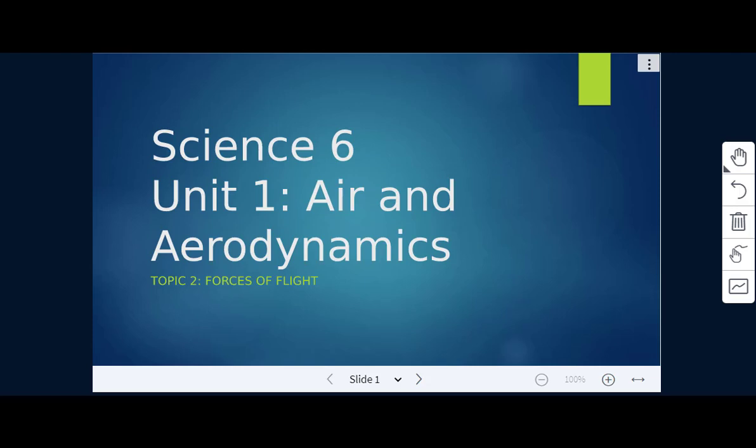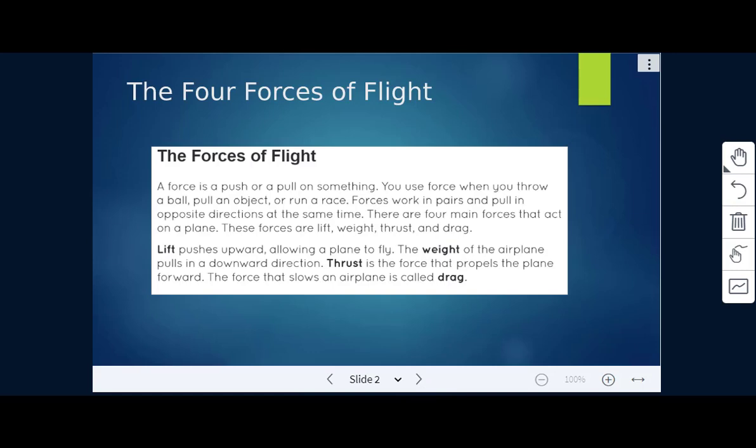Today's lesson in air and aerodynamics is we're going to investigate the forces of flight. There are four forces of flight. We're going to talk about them separately, but the four forces are lift, weight, thrust, and drag. Remember that a force is any push or pull on something.